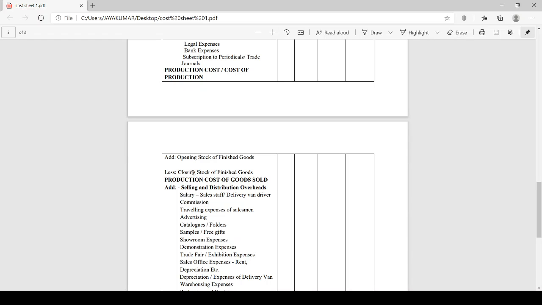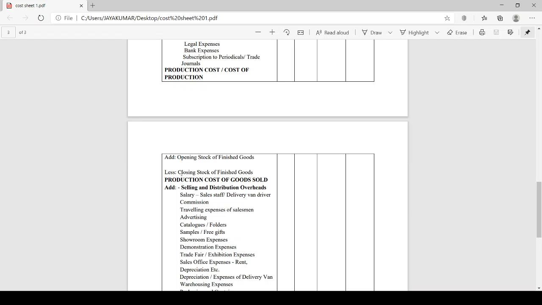Now, last year's finished goods which are not sold are to be added. That is the opening stock of finished goods. That is the actual cost incurred last year for producing this has to be added, less closing stock of finished goods. So this year some items we are not planning to sell will be remaining there. So what happens is we have incurred the cost but we are not going to sell those items, so that has to be deducted.